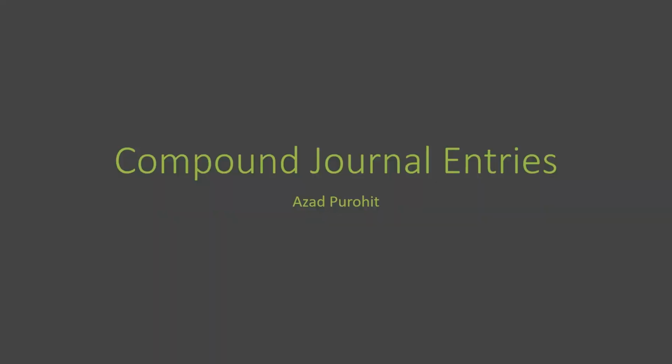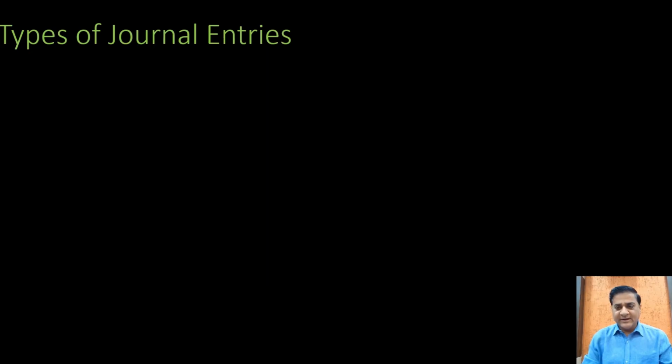In today's class, we will be talking about compound journal entries, wherein transactions of more than one type would be involved and we'll be trying to make a single journal entry out of that, right? So friends, as we have already seen, there would be simple journal entries wherein only one type of transaction was involved.